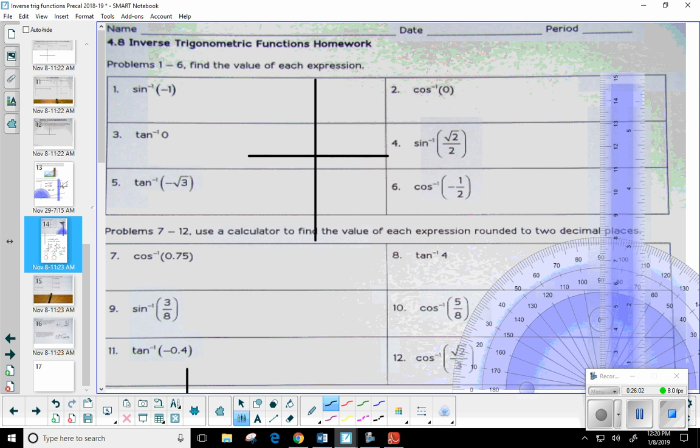Tangent inverse of negative square root of 3. Okay. So what 2 quadrants is tangent inverse in? 1 and 4, just like sine inverse. Okay. So it's got to be quadrant 1 or quadrant 4. Okay. So which one, because it's negative? There you go. If it's negative, quadrant 4. If it's positive, then it would be in quadrant 1. Okay, well, this one's not a fraction like the previous one. Well, how can I write negative square root of 3 as a fraction? There you go. I can always put anything over 1, right?